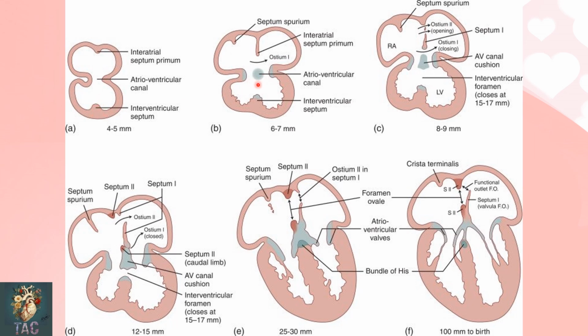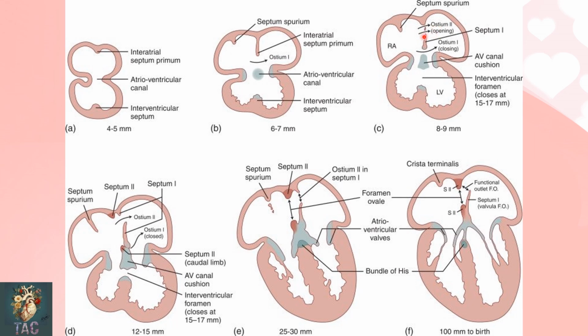So in this diagram, you can see the atrioventricular canal is divided into two separate areas, and here the AV cushion is present. The septum primum has grown downward, and here the ostium primum is present, and at the same time the muscular part of the interventricular septum is going to develop. In this diagram you can see the ostium primum is present, and the septum spurium has also developed, and it will contribute to formation of the septum secundum.